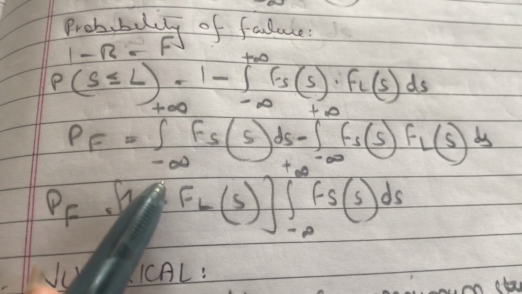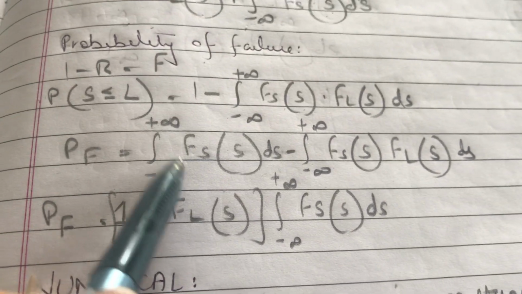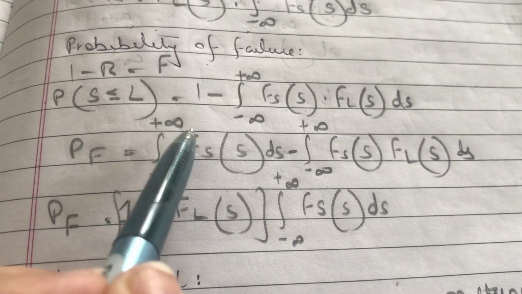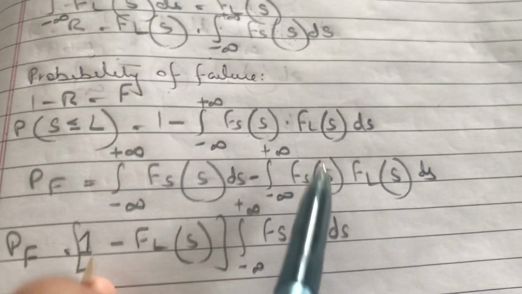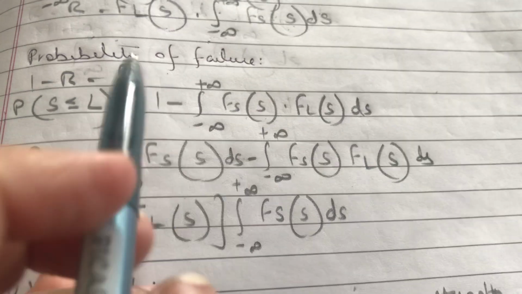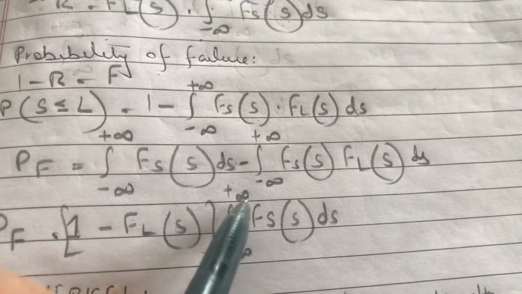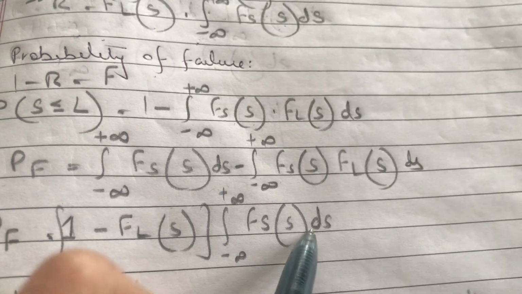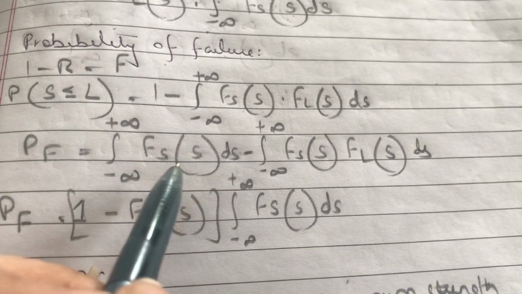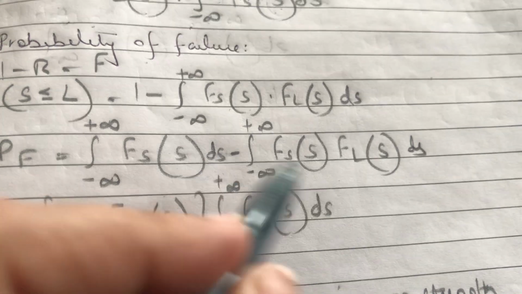We have the limit of minus infinity to plus infinity, Fs of S ds. These are the things that are common, so we will bring them out. When we bring this minus infinity to plus infinity Fs of S ds out, what remains here? 1 remains here, minus.